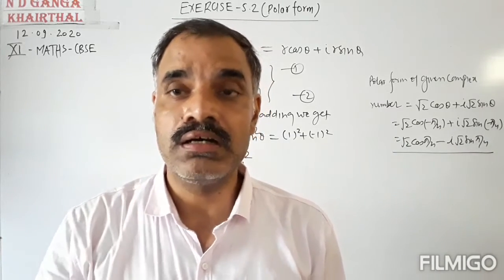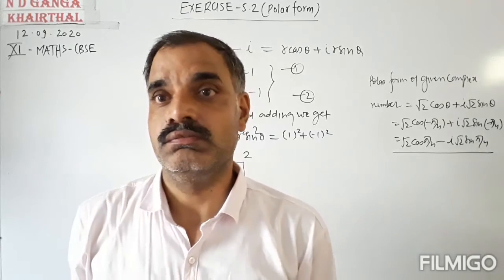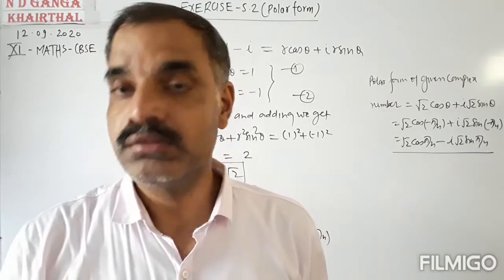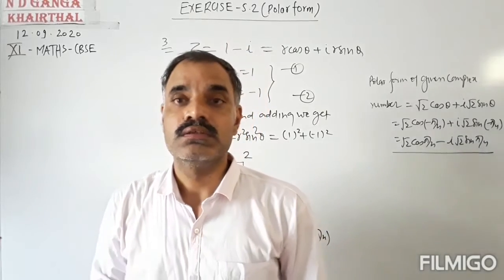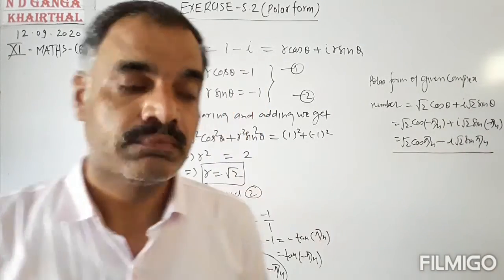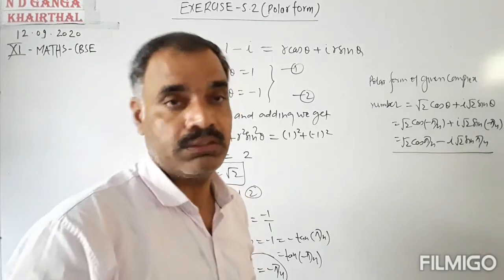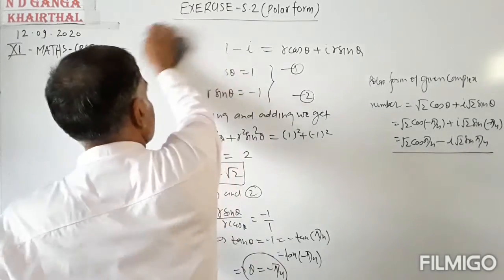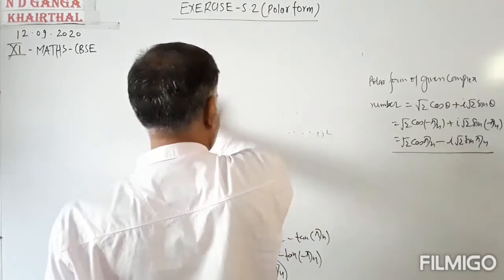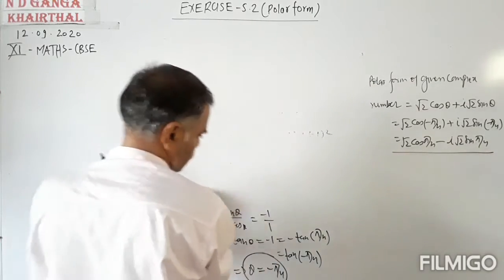Now let us take another question, question number 8, that is iota. Z is equal to iota. We have to find the polar form of iota.